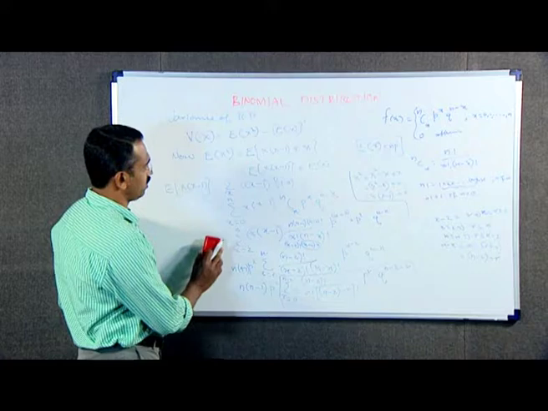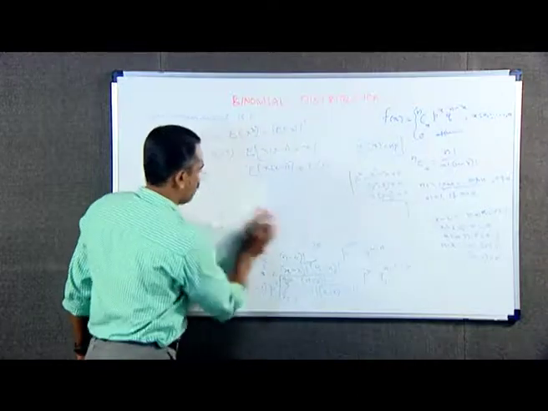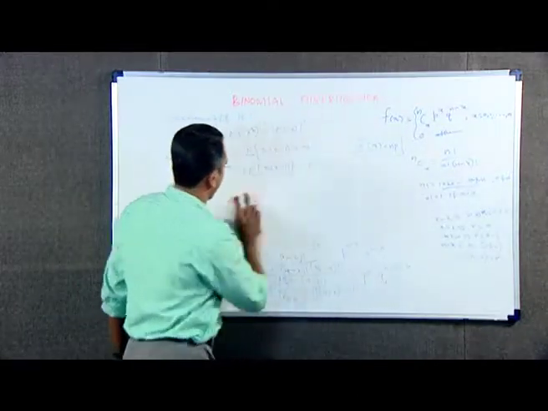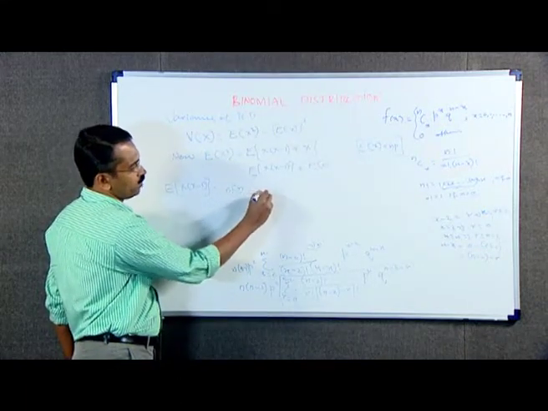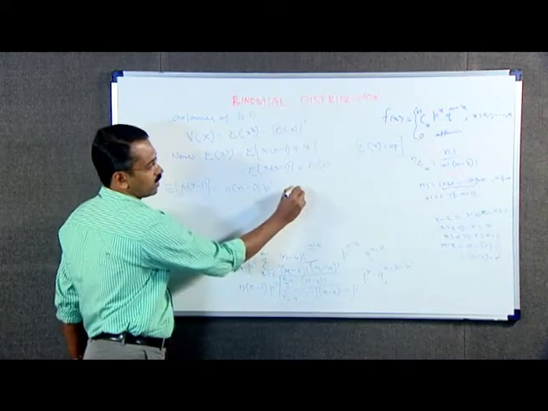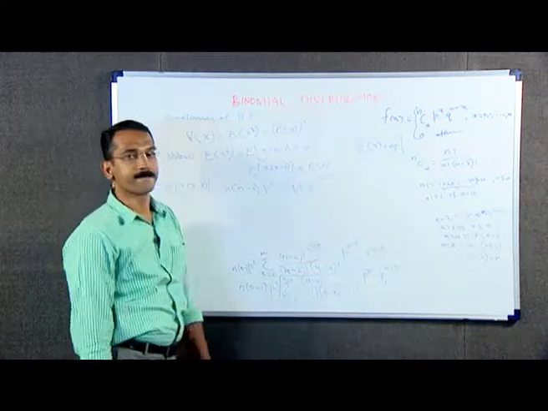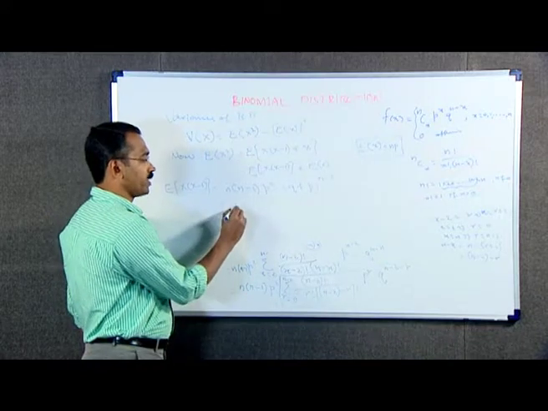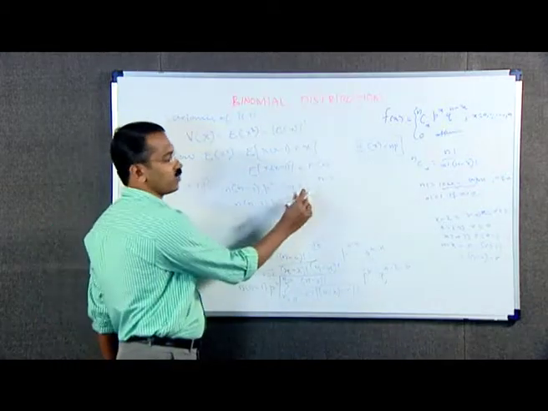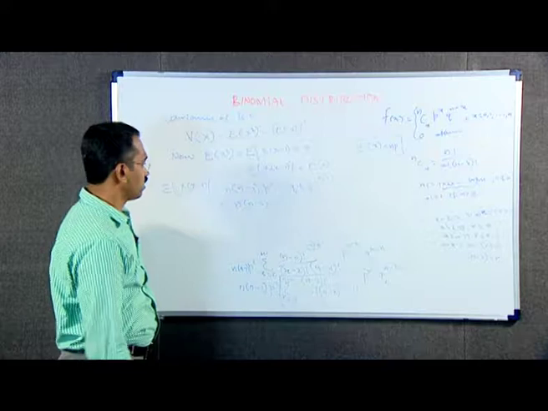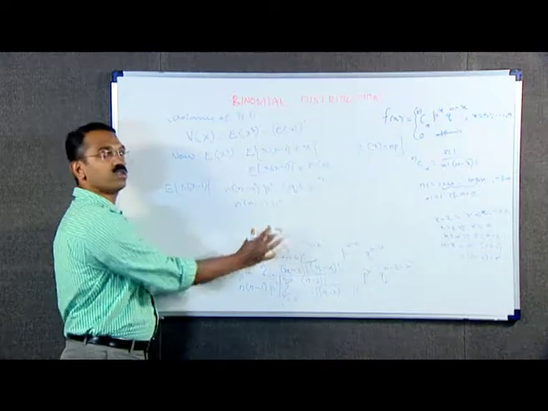That is, E of x into x minus 1 is equal to n into n minus 1 into p square, into q plus p raised to n minus 2, which is equal to n into n minus 1 p square. q plus p or p plus q is 1. 1 raised to n minus 2 means 1. Therefore, expectation of x into x minus 1 is equal to n into n minus 1 into p square.